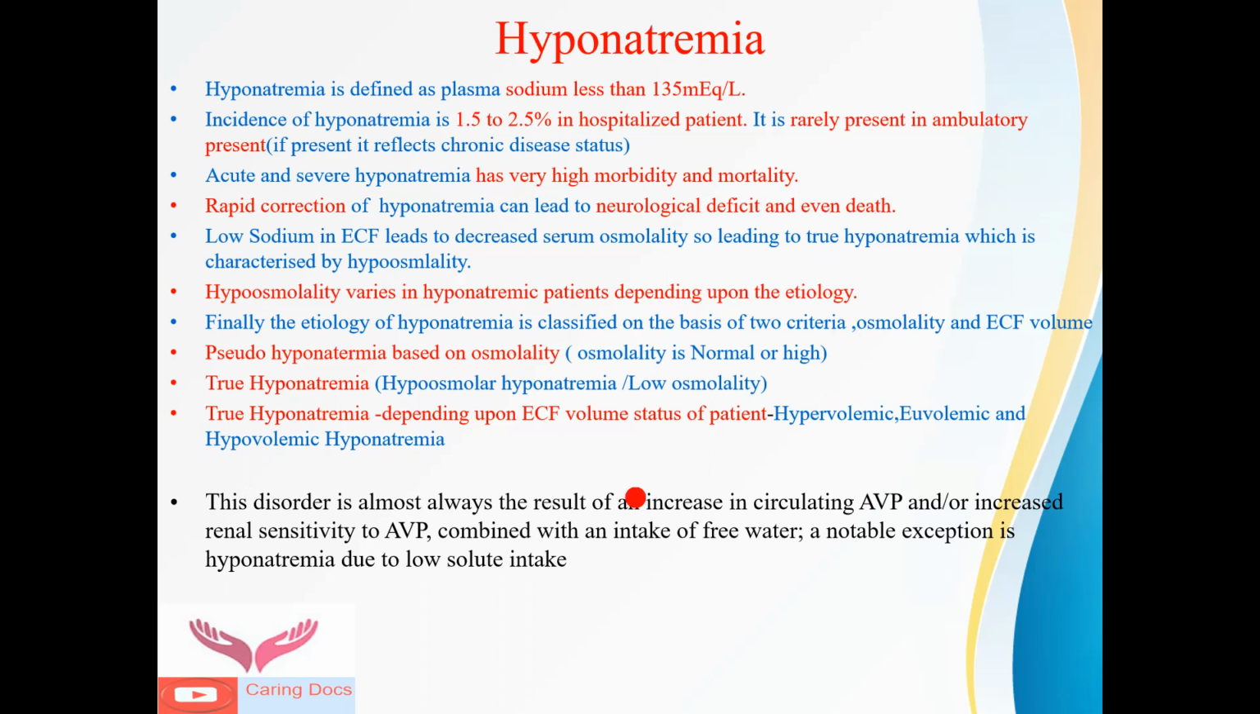So whenever a patient of hyponatremia comes to us, we have to first decide whether it is a true hyponatremia or the pseudohyponatremia. True hyponatremia will always have a low osmolality. Pseudohyponatremia will have a normal or high osmolality. Once the true hyponatremia is established, we will see the fluid status of the patient, and depending upon fluid status, we will further categorize it into hypervolemic, euvolemic, and hypovolemic hyponatremia.